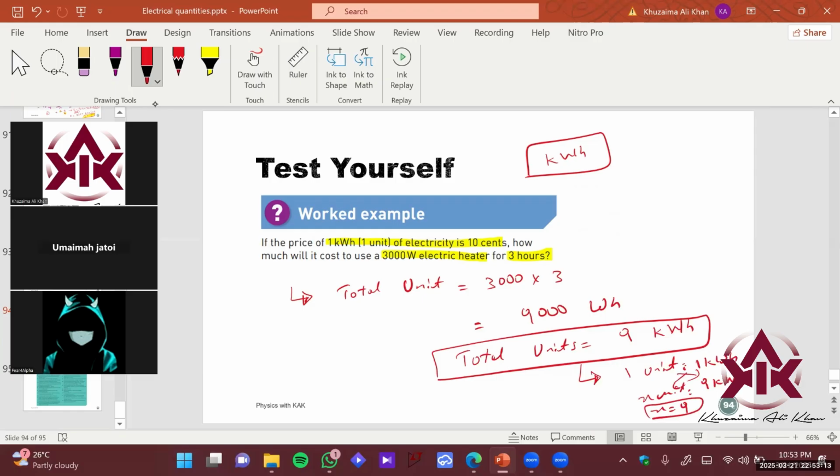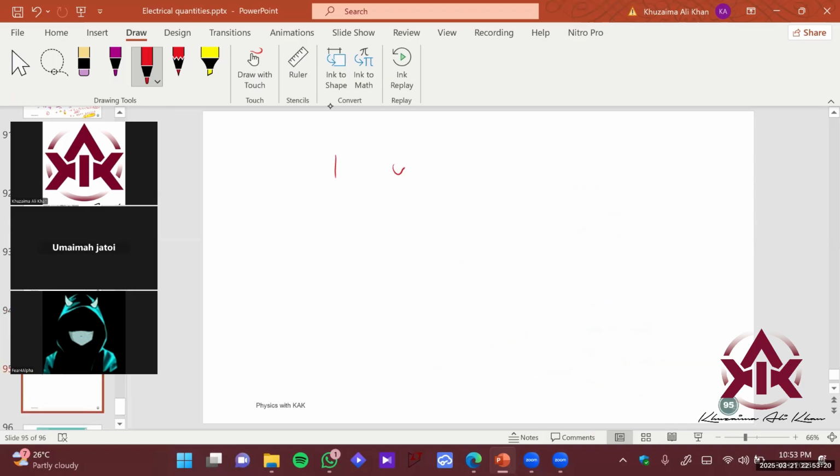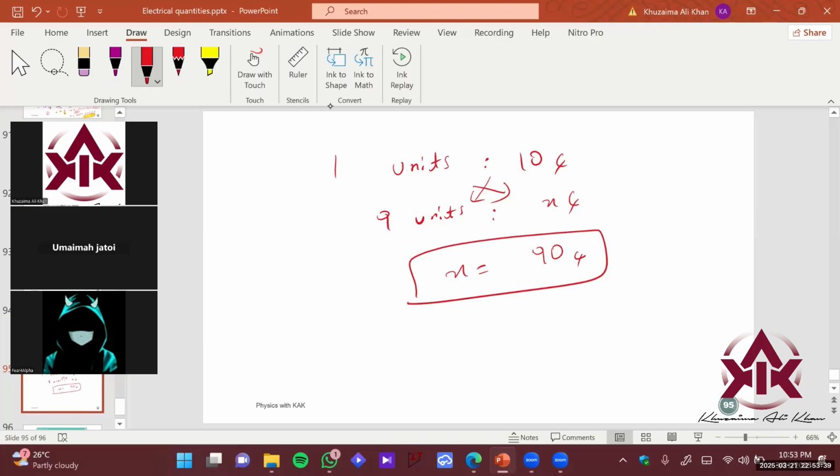So if you have this scenario, the price of 1 unit which is charged by the company is 10 cents, right? So if you are consuming 9 units, ठीक है, how much will be charged? X cents, ठीक है, cross multiply. You have to pay 90 cents for consuming 9 units of electricity if you use the heater for 3 hours, right? If it makes sense, give me a thumbs up quickly.